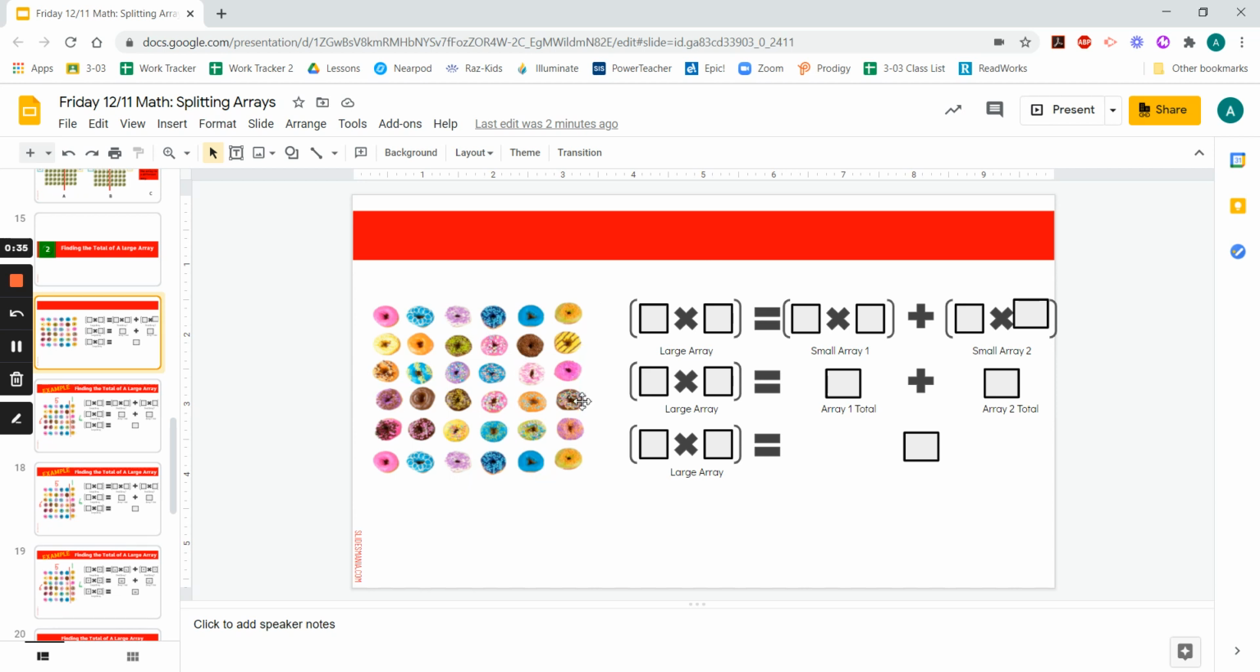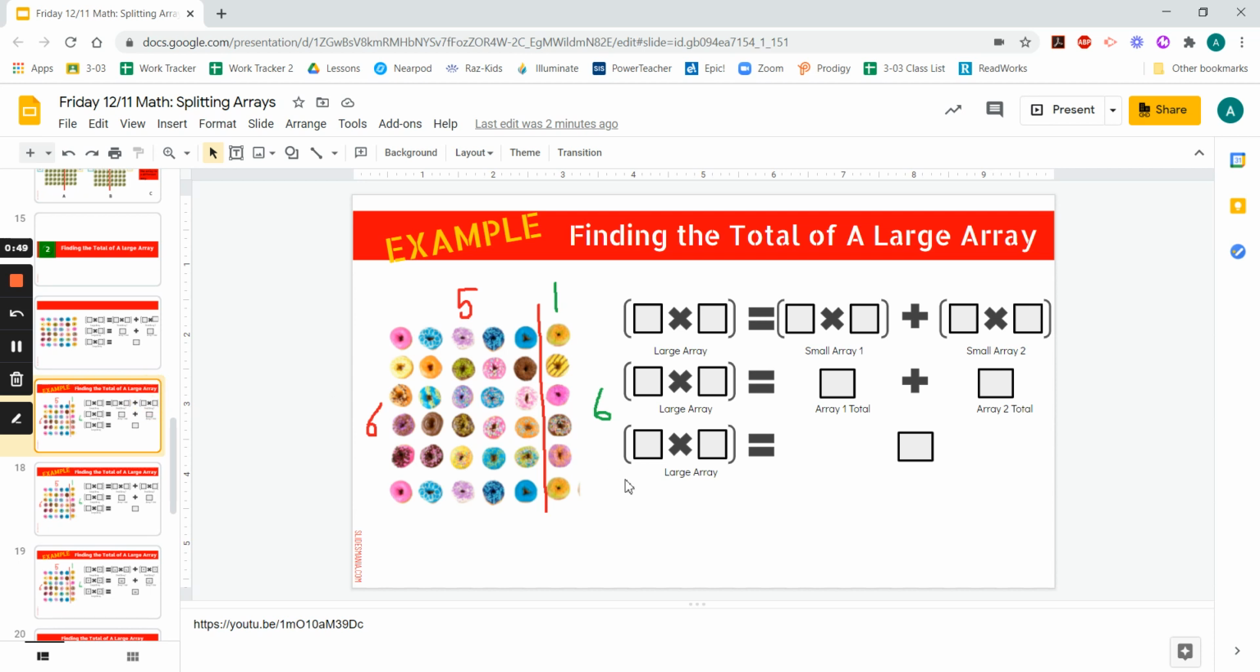I chose to split it up so that I have 5 as my factor in one of my smaller multiplication facts. So one of my small arrays has to have 5 columns. It looks something like this. So I have one small array here, and then an even smaller array over here. Let's set up the equation so that I can find out what 6 times 6 is equal to.